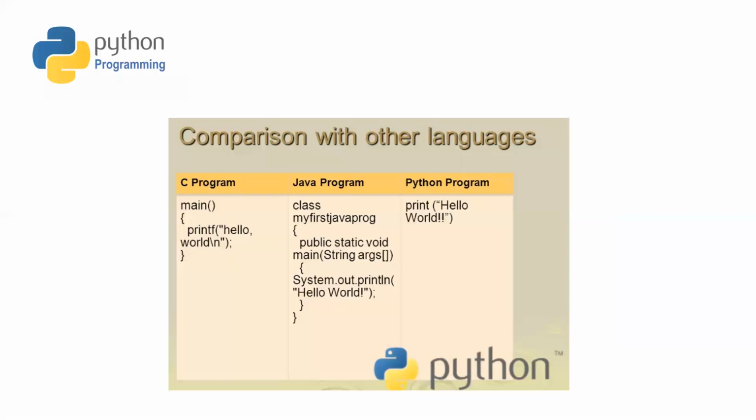So if you compare a very small program, writing a hello world program on your screen, written in Python, C, and also Java, you can see how simple it is to write the program in Python. For example, to print something on the screen, we just need to write one line of code in Python, as compared to 5 lines in C, or maybe more than 8 lines in Java.